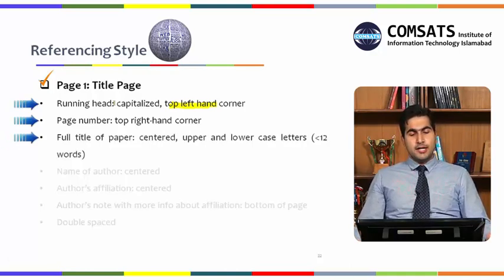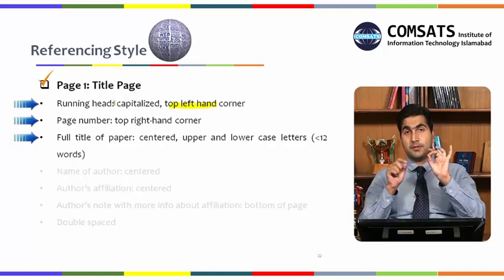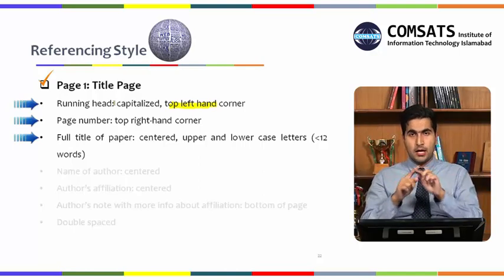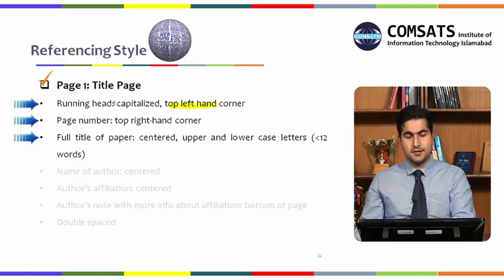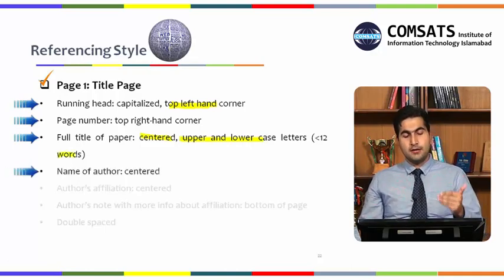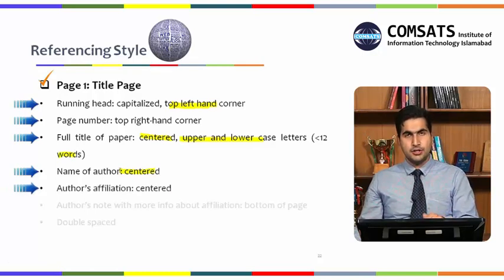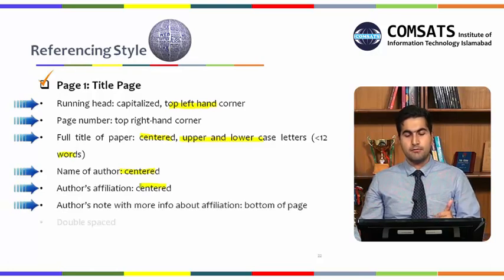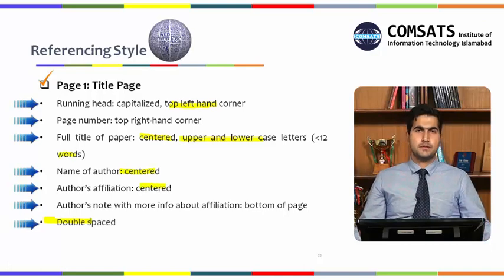So you place the full title of the paper. Now I'm talking about the title page, not the running head. Running head is the topic that you write at the top, in the header. Now I am at the center of the page, so the centered title, with upper and lowercase letters, shouldn't be more than 12 words. Right after that, your own name would be there, centered. Your affiliation has to be centered too, and any additional note about affiliation should come at the bottom of the page, and everything should be double spaced.